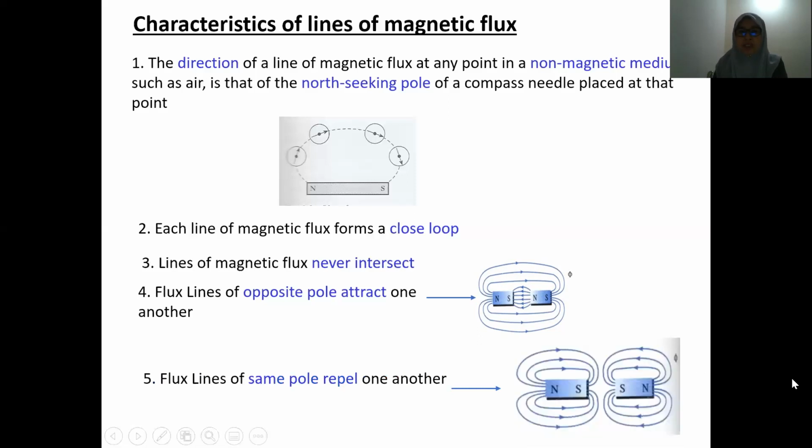However, the flux of the same poles repel one another. If you put the same poles from two different magnets together, you can see the flux lines repel each other.